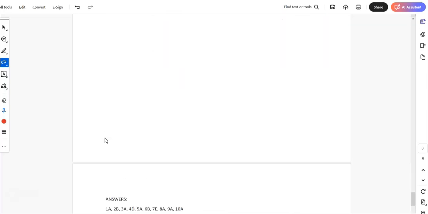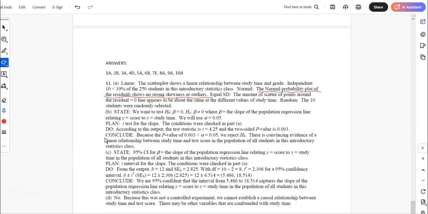Let's see what they said for 11D. So no, because this was not a controlled experiment. It was just a study. We cannot establish a causal relationship between study time and test score. There may be other variables that are confounded with study time. Oh, I like using that word. Throwback to the thing. Yeah, that's the same interval we got.